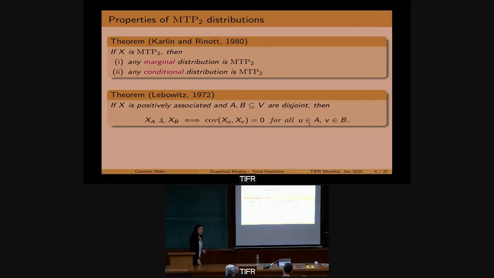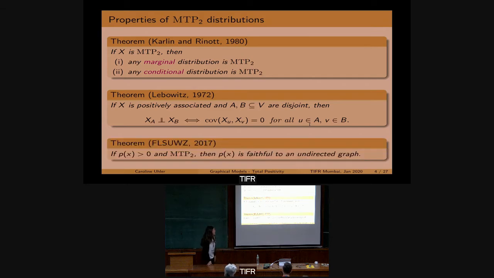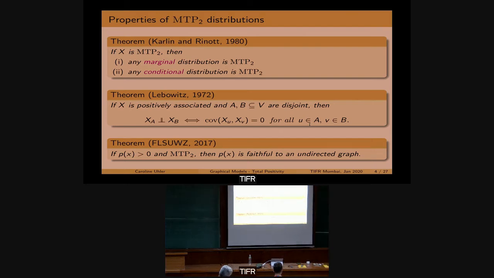Now let me tell you something that we proved when we looked at all of the properties that hold in terms of conditional independence for MTP2 distributions. This also tells you that you're completely orthogonal to the causal setting. So this is the theorem, and that's why there are many authors. This was done at AIM. The theorem says that if you have a strictly positive distribution which is MTP2, then this distribution is always faithful to an undirected graph. So in particular, it cannot be faithful to this graph.